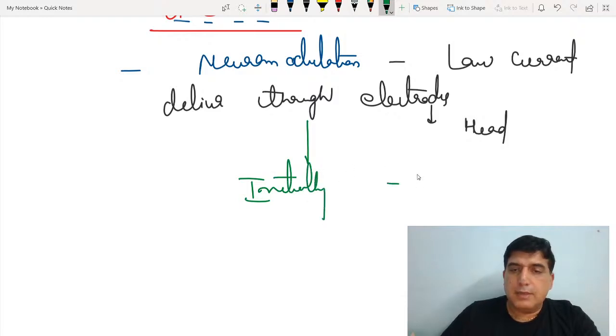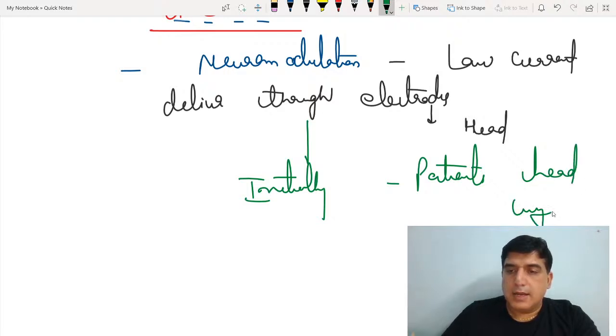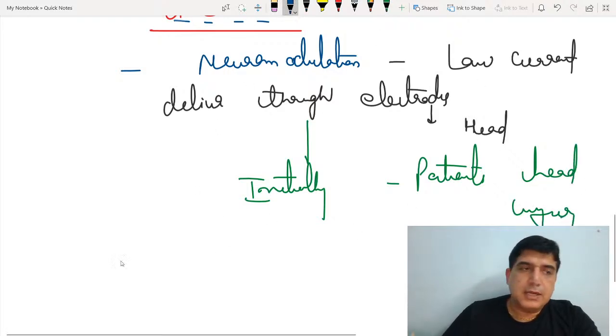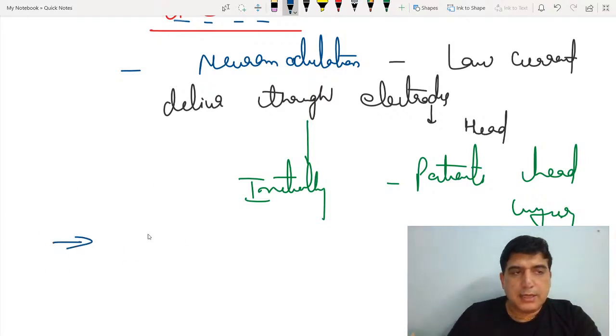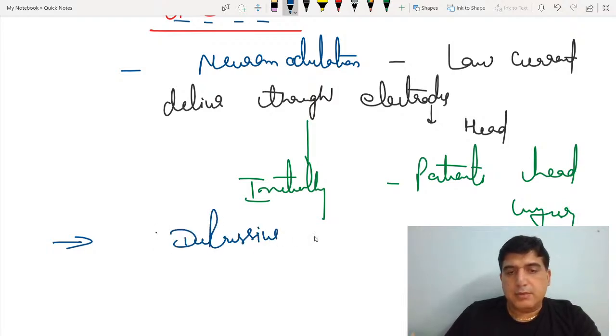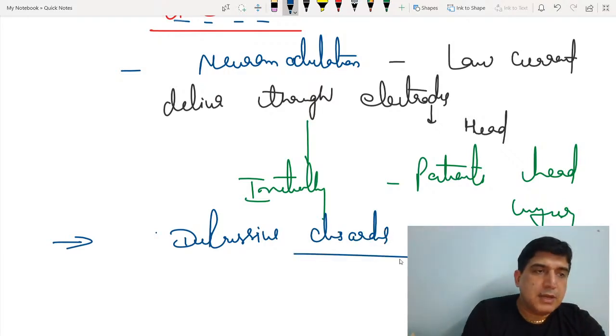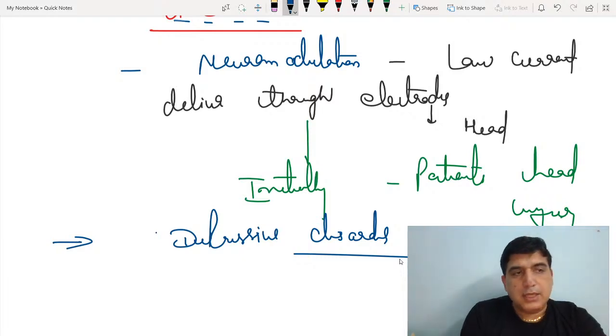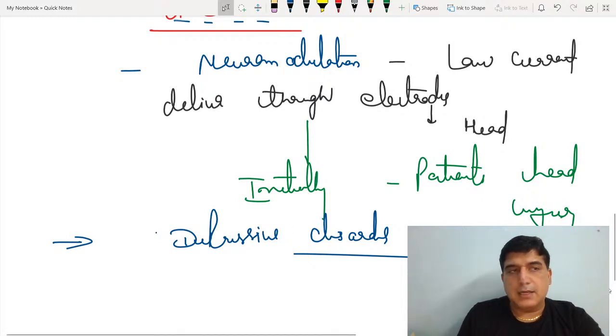Initially we were using it with patients of head injury, but over time we started using it in psychiatry. Currently we use it for depressive disorder. So initially we started using it in patients with head injury, but over time we started using it also in depressive disorder. Okay. So this is the tDCS, transcranial direct current stimulation.